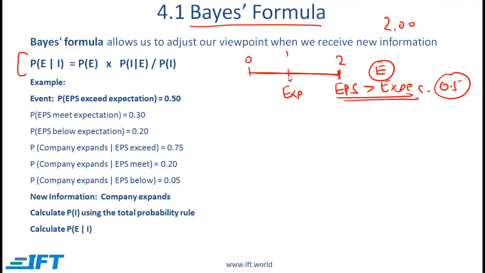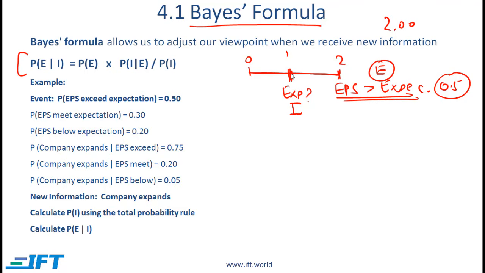At the end of the day, you will get new information about whether or not the company is expanding, and this information is denoted by the symbol I in this formula. As we have already said, the probability of the event, earnings per share exceeding expectation, is equal to 0.5 in our example. The question is, once you get new information about whether or not the company will expand, should you update your probability of this event? And the answer clearly is yes.